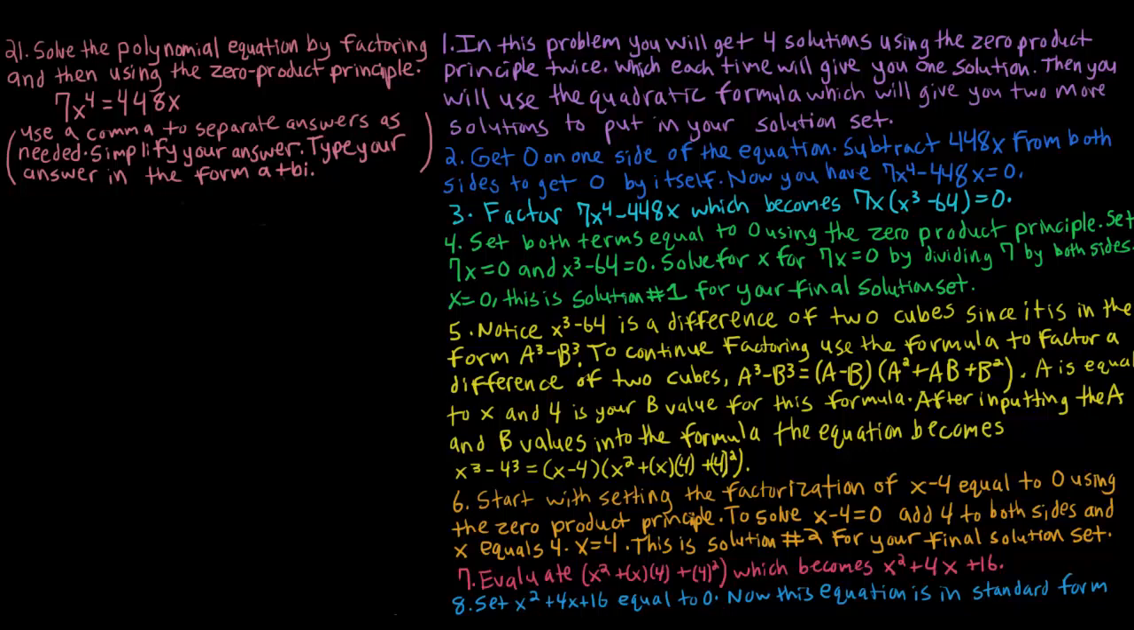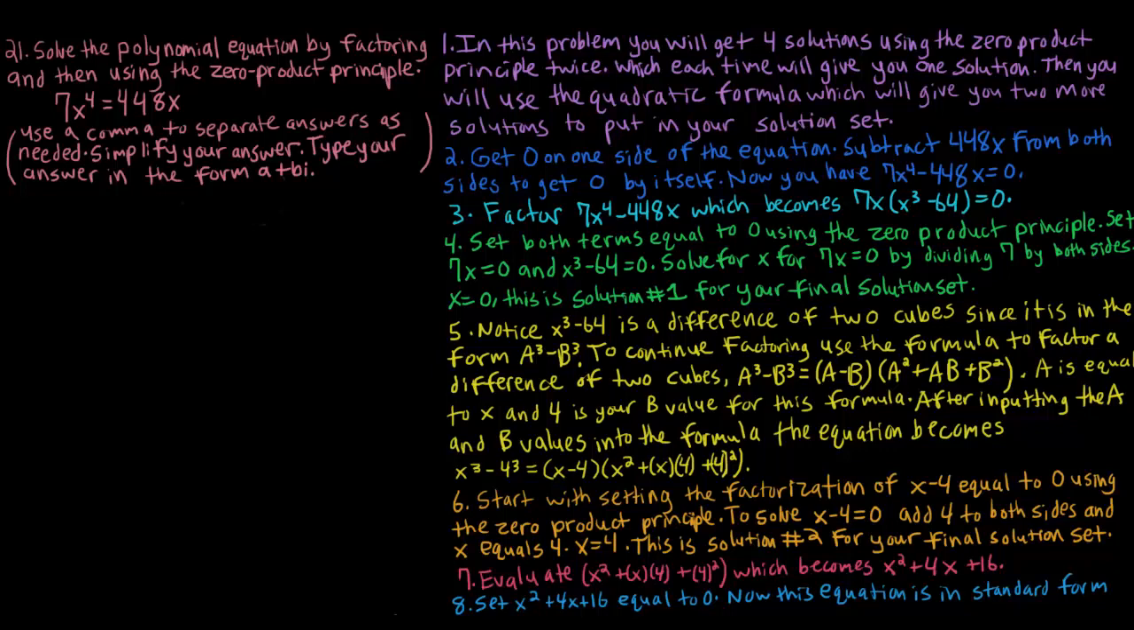21. Solve the polynomial equation by factoring and then using the zero product principle. 7x to the fourth equals 448x. Use a comma to separate answers as needed. Simplify your answer. Type your answer in the form a plus bi.